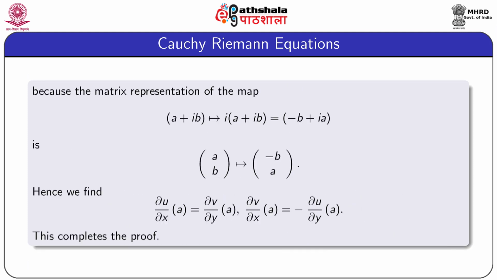Because the matrix representation of the map a + ib maps to i times (a + ib), which is -b + ia, is given by the matrix (a, b) goes to the matrix (-b, a). Thus we find ∂u/∂x(a) equals ∂v/∂y(a), that is u_x equal to v_y at the point a, and ∂v/∂x(a) equals minus ∂u/∂y(a), that is v_x equals minus u_y at the point a. This is nothing but our known Cauchy-Riemann equations. So this completes the proof.